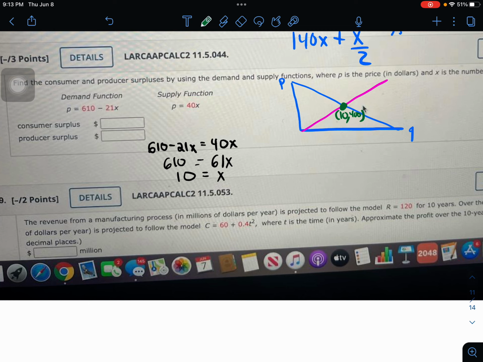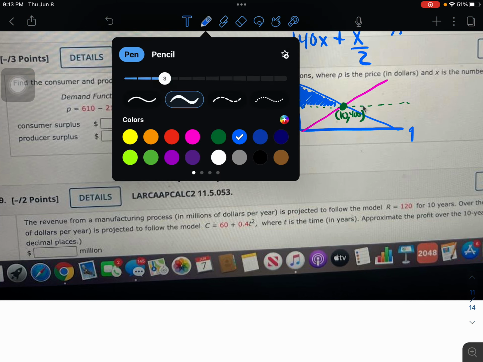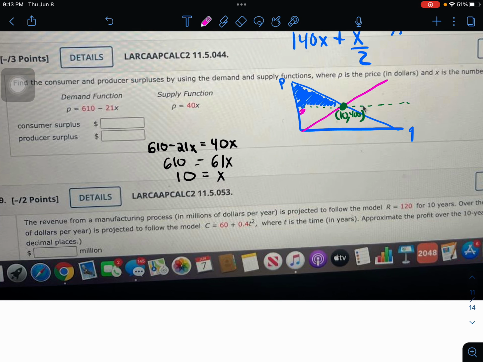I'm going to go ahead and draw a dashed line through my equilibrium. And just as a reminder, this area is my consumer surplus. And this area down here, this area is my producer surplus. And now I just need to calculate those areas. So let's go ahead and do it.